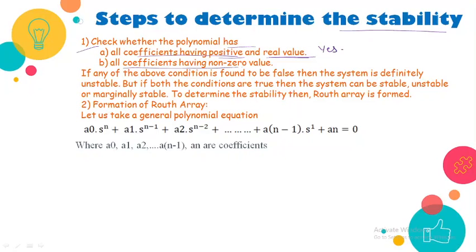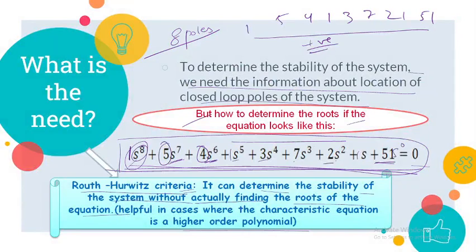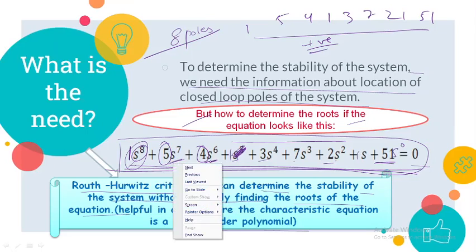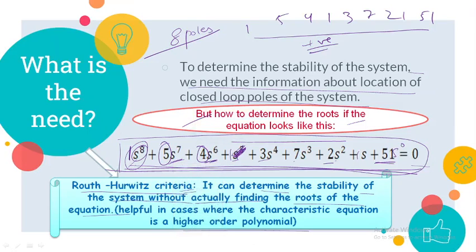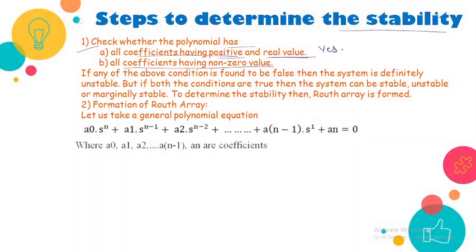Also check that all coefficients have non-zero value. So whether there is any term missing over here. Suppose, for example, there was no s to the power 5 in this equation, and it was just s to the power 8 plus 5s to the power 7 plus 4s to the power 6, and then there is no s to the power 5, then there is 3s to the power 4. Suppose some equation was given like that. So check whether the equation has any term with coefficient value 0, because this s to the power 5 term will get eliminated only if the coefficient is equal to 0. So whether any of the coefficients has the value 0, or all are non-zero.